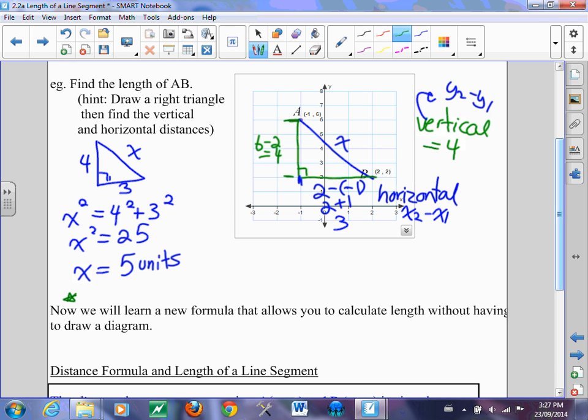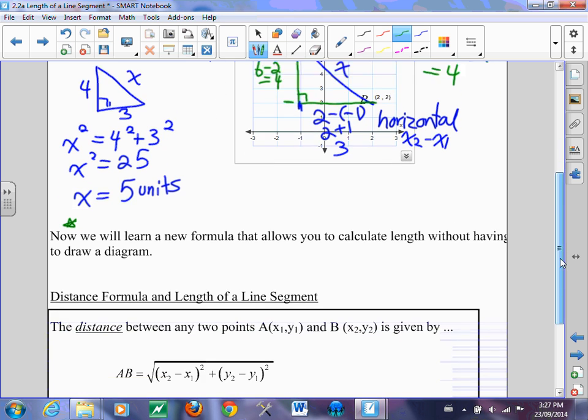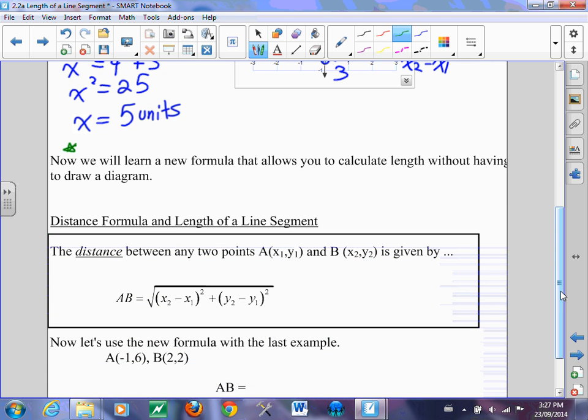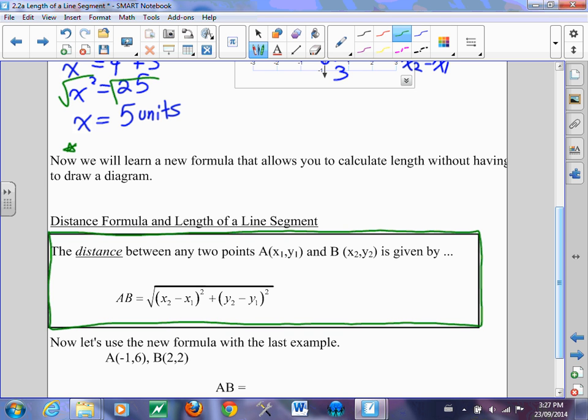Now we will learn a new formula that allows you to calculate the length without having to draw a diagram. So put this in a big box, ladies and gentlemen. This is the distance formula between any 2 points. And ladies and gentlemen, it's just taking a look at the square root at the end. So remember here, folks, you had to take the square root, so we put that in automatically. And then it's your horizontal distance and your vertical distance. Add it up, just like we did there.